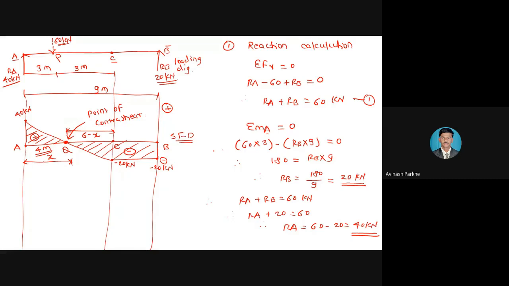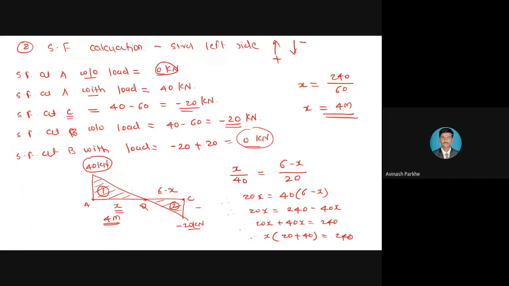So how to calculate that particular distance? That AC region, from this particular point A to this particular point C, whatever the two triangles are there, those two triangles I have taken as it is. X upon 40, similar triangle rule. X upon 40 is equal to 6 minus x upon 20. Don't take the negative sign, only 20 I have taken. And by the cross multiplication, I have calculated the x distance.